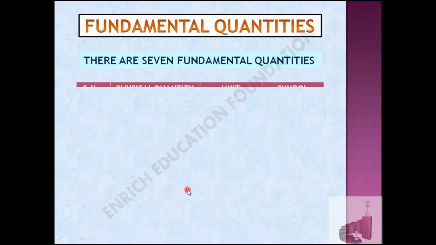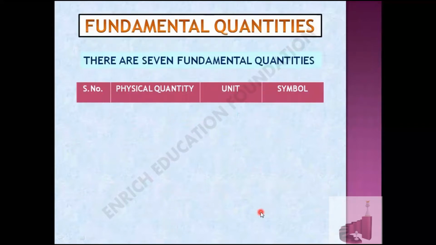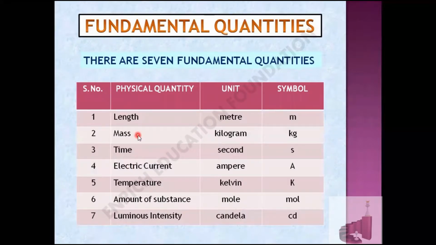There are actually 7 fundamental quantities, which are length, mass, time, electric current, temperature, amount of substance, and luminous intensity. Their units are represented as, for length it is meter, the symbol used is small m. For mass, the unit is kilogram, that is kg. Time has the unit second or s.